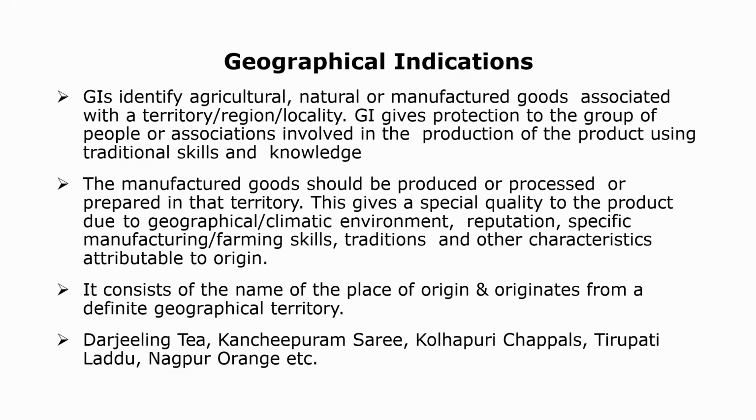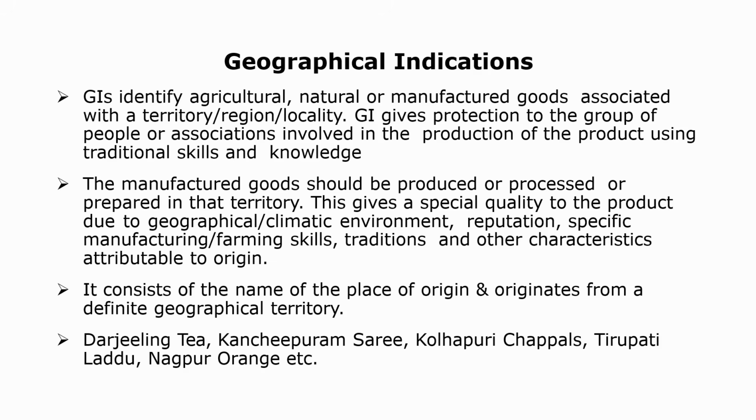Geographical indicators identify agricultural, natural and manufactured goods associated with a certain territory. Specifically, the manufactured goods should be produced or processed or prepared in that territory. This gives a special quality to that product due to geographical or climatic environment, reputation, specific manufacturing, farming skills, traditions and other characteristics attributable to the origin.